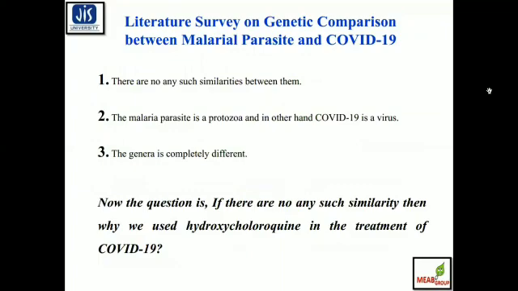So another literature survey has been done on genetic comparison between the malarial parasite and COVID-19. It revealed that there is no such similarity between them. Secondly, the malarial parasite is a protozoa, and on the other hand, COVID-19 is a viral regime. The genera are completely different. Now the question is, if there is no such similarity, then why do we use hydroxychloroquine in the treatment of COVID-19? It's a very big and challenging question in the present scenario.